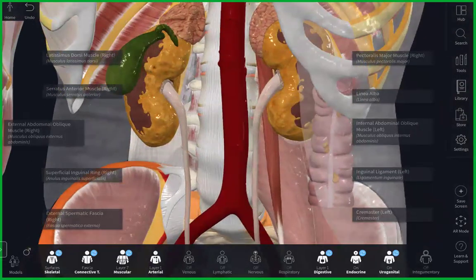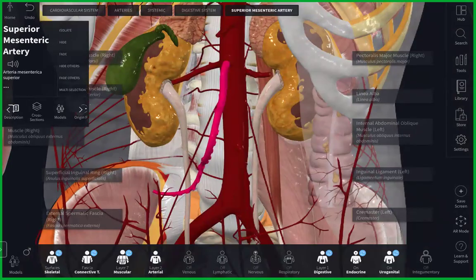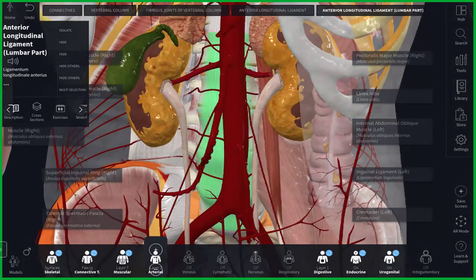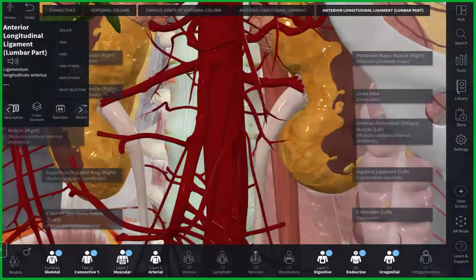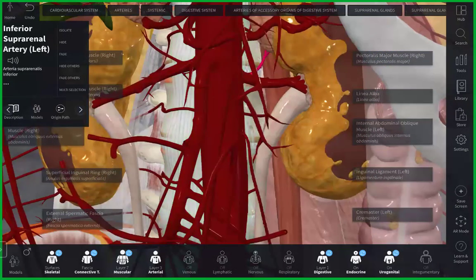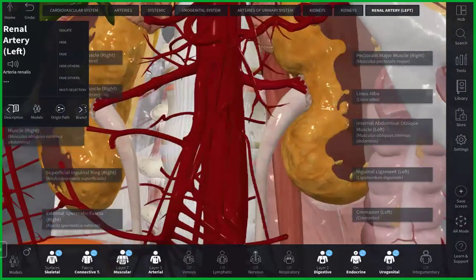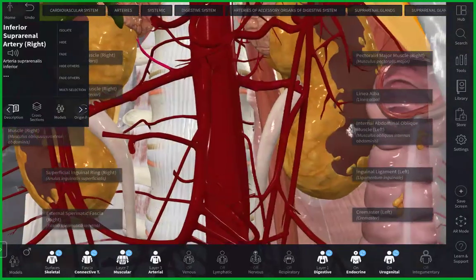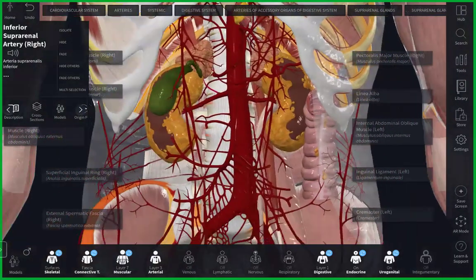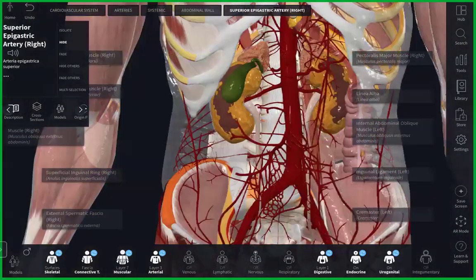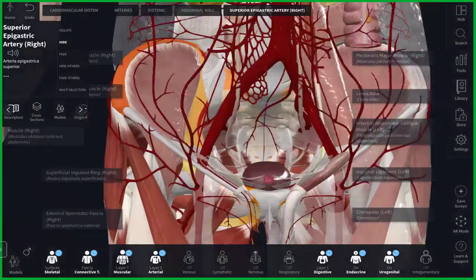Okay, now let me show you these branches. Superior mesenteric artery, inferior mesenteric artery. From the sides, we get renal artery. Then, if we add more, we can see that we get suprarenal and renal, and we don't have gonadal right now. Okay, so one last thing I need to show you: the internal iliac artery branches.